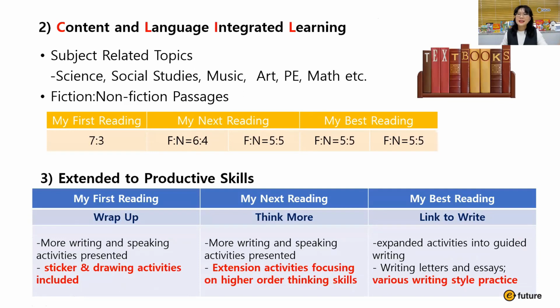And again, we have CLIL in our reading series. Subject-related topics: science, social studies, music, art, PE, and math. And we have non-fiction passages as well. If you look here, lower level reading books have more fiction because students are younger and their levels are lower. So we have more fiction, 7-3, that's the ratio: 70% fiction and 30% non-fiction. But as the level goes up, in My Best Reading, we have 5-5, 50% fiction and 50% non-fiction. So it's good to have that balance.